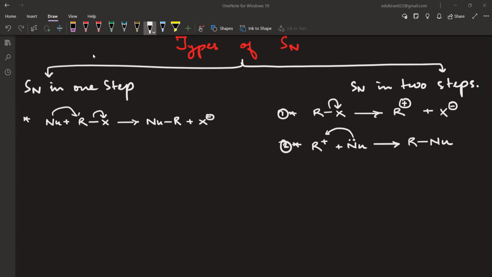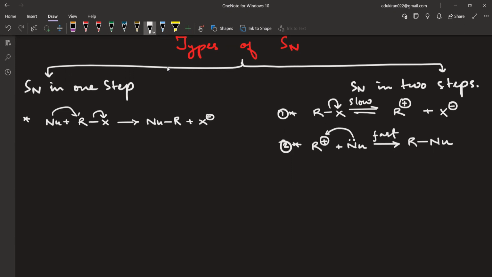Hania, same reason? Yes, sir. Okay. So this bond breaking will always be slower. And this first step is reversible in nature. After R positive is formed, X negative can also attack the R positive rather than the nucleophile attacking it. So this is kind of reversible. Now this is slow, and the second step will be fast because we have a positive charge that can be easily attacked here.